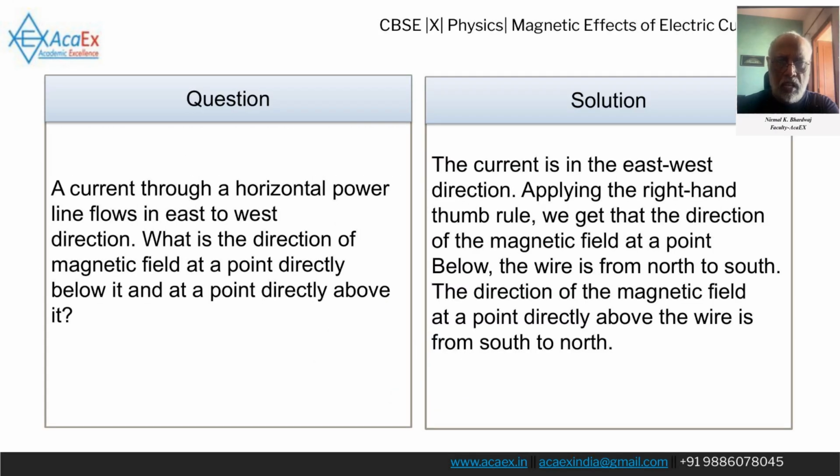Application of the right-hand thumb rule. Question: a current flows from east to west in a horizontal power line. What is the direction of the magnetic field at a point directly below it and directly above it? Solution: applying the right-hand thumb rule, the current is in the east-west direction. We get that the direction of the magnetic field at a point below the wire is from north to south. The direction of the magnetic field at a point directly above the wire is from south to north.